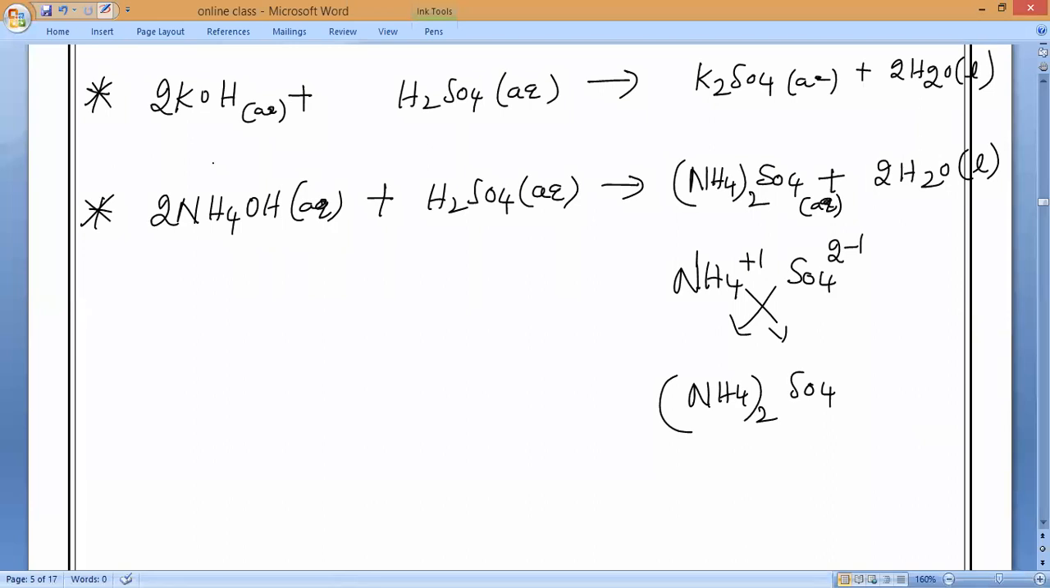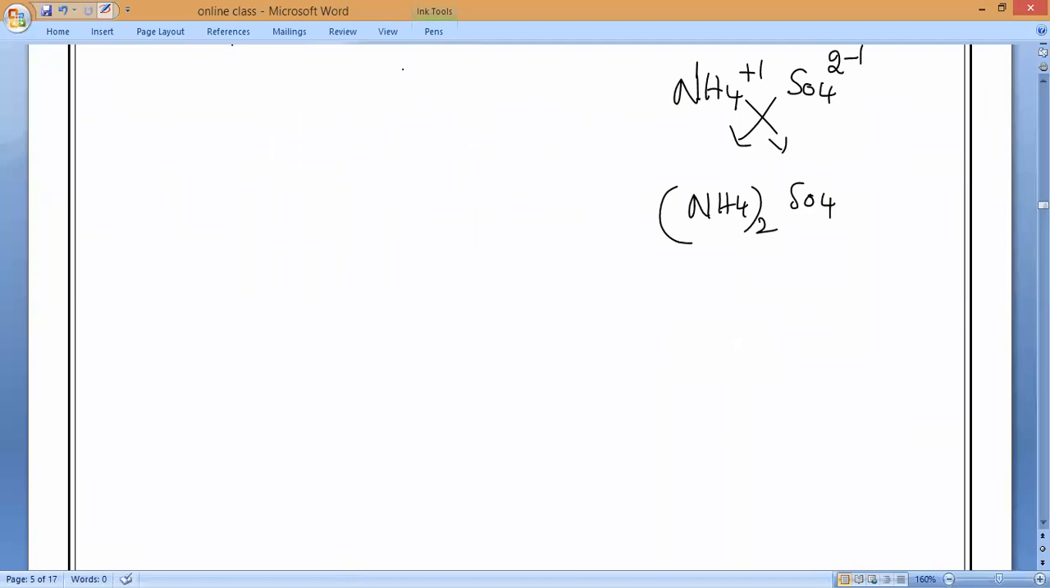Now, in the next type of reactions, we are studying oxidation and reduction reactions. In that you will study the first reaction, where copper oxide will come. What is the color of copper oxide? Black color. That is what you have to remember.